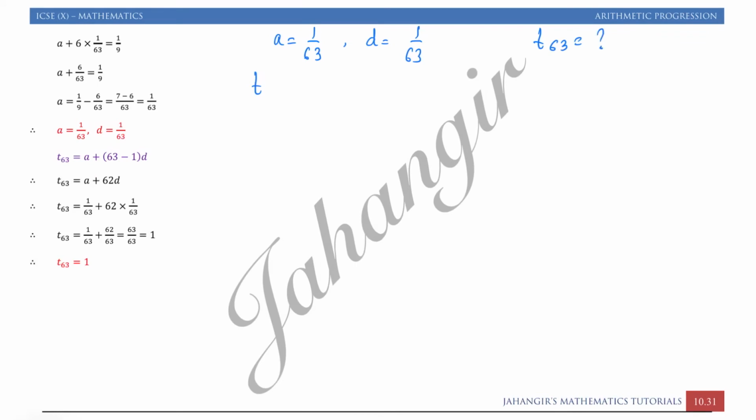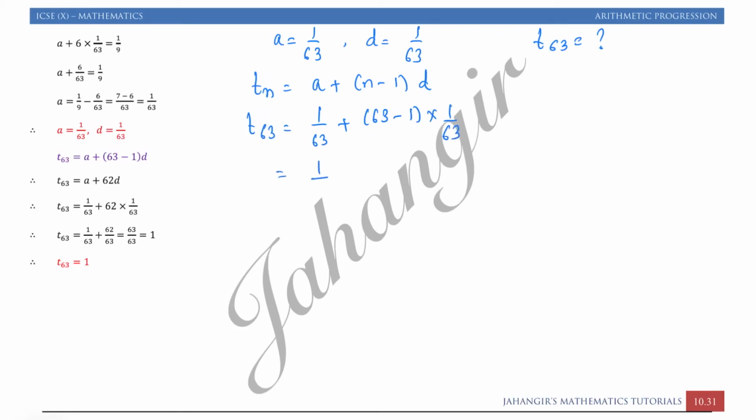So that is question mark. So first we will write the Tn formula, that is A plus n minus 1 into D. So T63 is equal to A, which is 1 upon 63, plus, in place of n I will put 63 minus 1 into D, where D is 1 by 63.